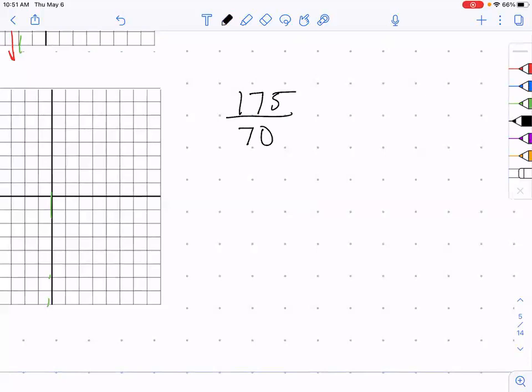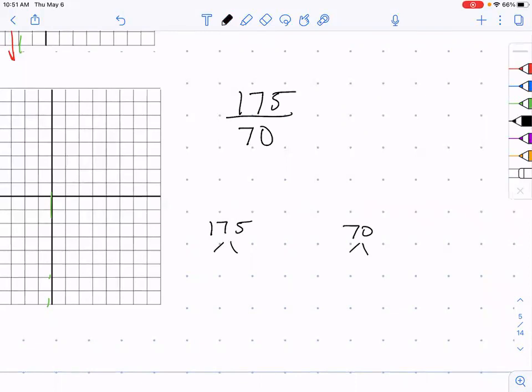You can see that top and bottom are both divisible by 5. If you have a hard time figuring out how to divide that by 5, it's helpful to just do a factor tree on both of those numbers. So let's do that real quick. 175 and 70. I know some of you struggle with calculation. I'm going to try to give you some things that help you with calculation, because a lot of this is going to be done without a calculator. You need to get more comfortable without a calculator.